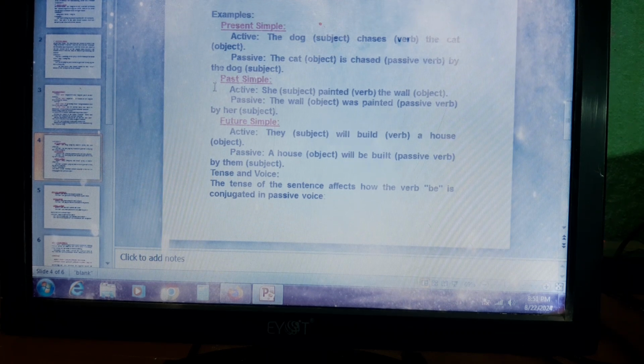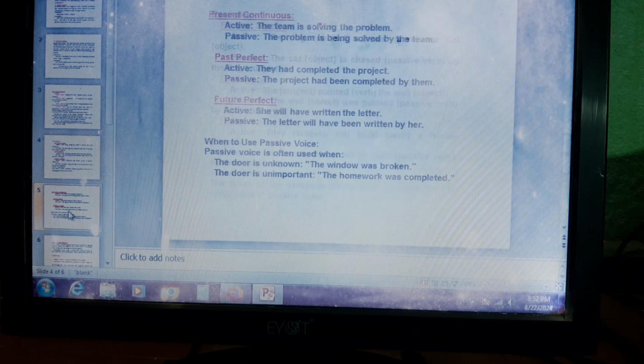Active and passive. Now past simple. Active: she painted the wall. The passive will be: the wall was painted by her. Future simple, active: they will build a house. A house will be built by them. Tense and voice: the tense of the sentence affects how the verb be is conjugated in passive voice. Now I am going to the fifth slide.